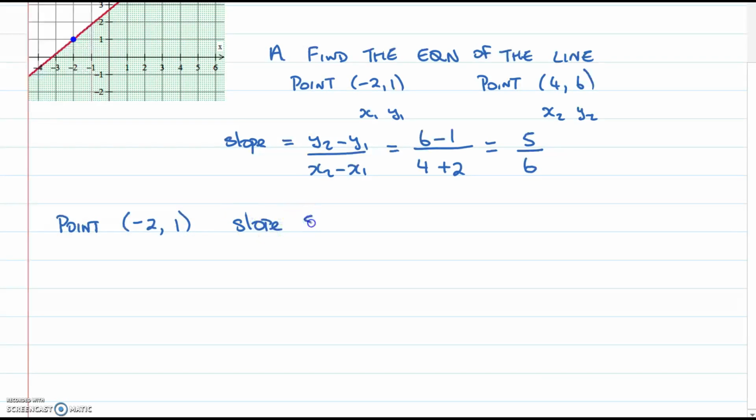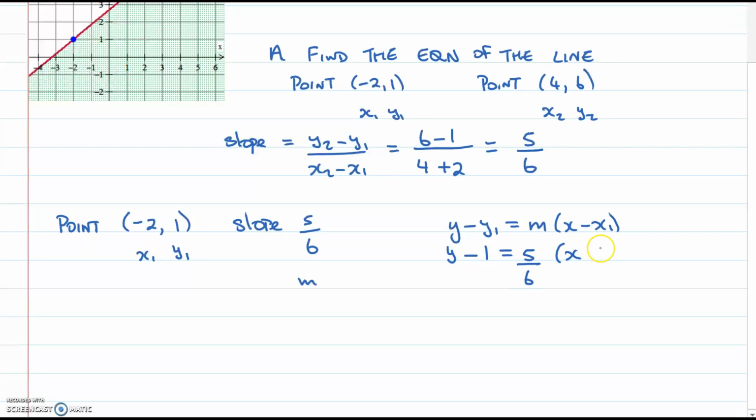The slope is 5 over 6. So, this is going to be x1, y1. This is m. Remember, the formula for the equation of a line is y minus y1 equals m times x minus x1. So that's going to be y minus y1, which is 1, equals m, that's 5 over 6, times x minus x1. x minus x1 is minus 2. So minus minus 2 is plus 2.